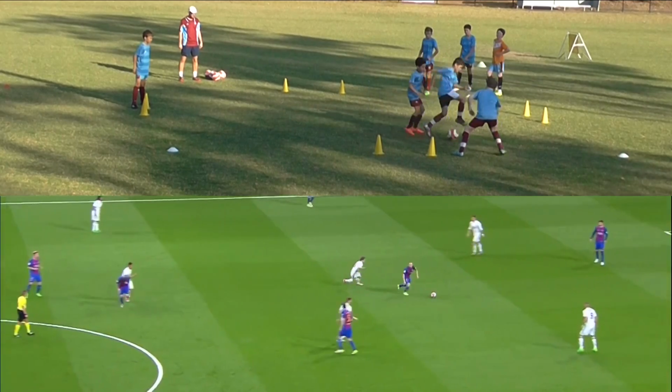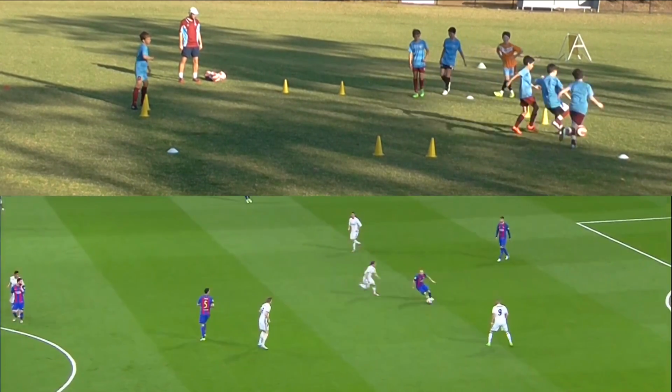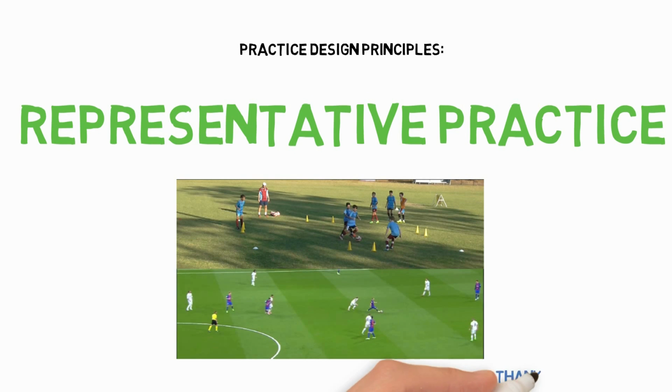If the aim of practice design is to manipulate constraints to afford opportunities for action, which in turn improves players' ability to attune to environments, the representativeness of the practice is key for transfer.